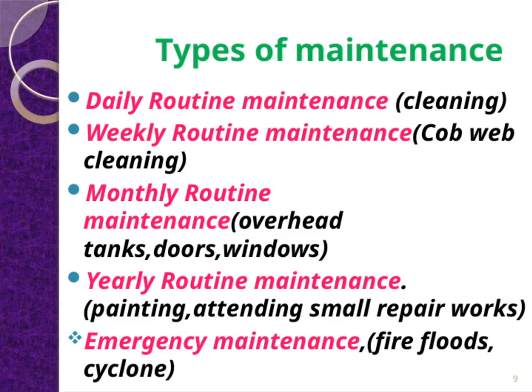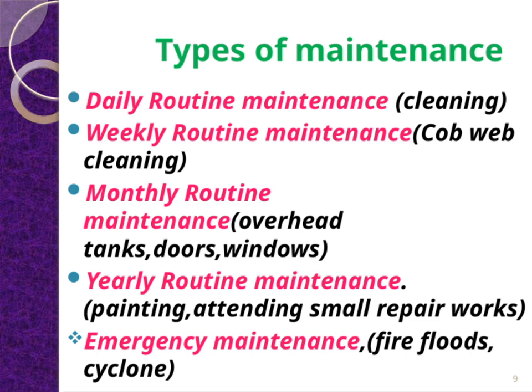Let's talk about routine maintenance and how it helps us keep everything in good shape. Daily maintenance mainly involves cleaning, which might seem simple but is crucial for maintaining hygiene and appearance. Then, on a weekly basis, we focus on tasks like cleaning cobwebs, especially in those hard-to-reach corners, to prevent pests and keep the space tidy.